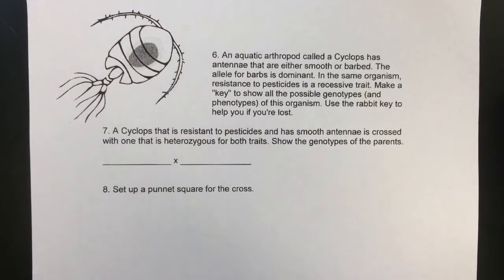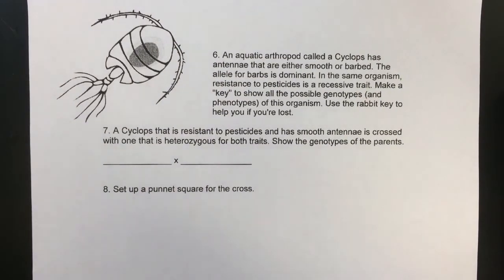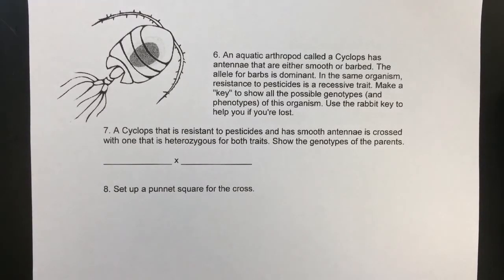Alright, the one with the funny looking little critter, that is a Cyclops. And so they give us some information in part 6. An aquatic arthropod called a Cyclops has antennae that are either smooth or barbed. The allele for barbed is dominant. In the same organism, resistance to pesticide is a recessive trait. Make a key to show all the possible genotypes and phenotypes of this organism. Use the rabbit key to help you if you are lost.